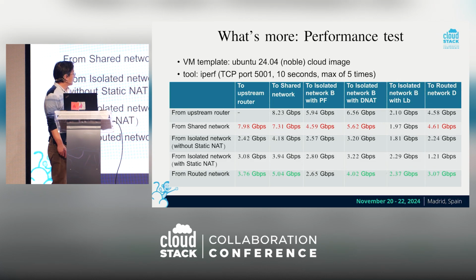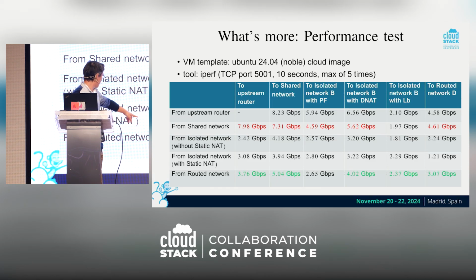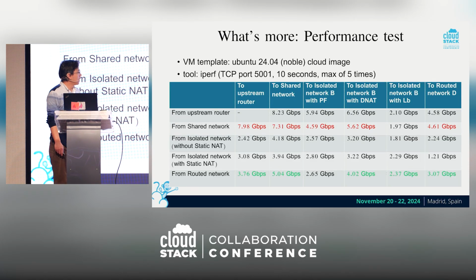As you can see, the shared networks have the best performance, and routed networks rank second. Compared with the ICNet networks, the outgoing traffic is around 20% to 30% more than ICNet networks. So it's not as impressive as I expected. It's probably because we use a nested environment and also the public IPs are on a different range.